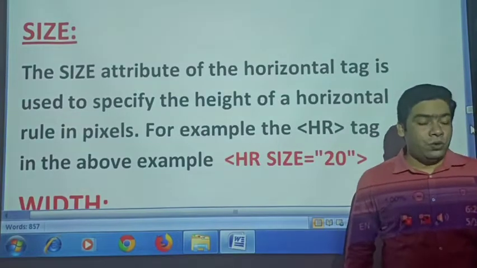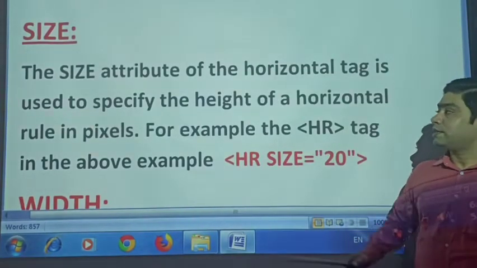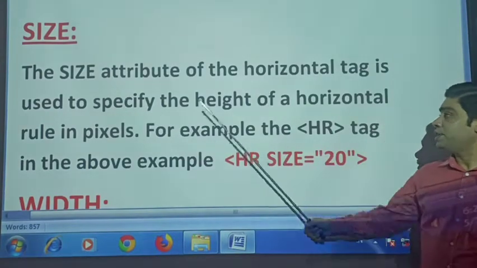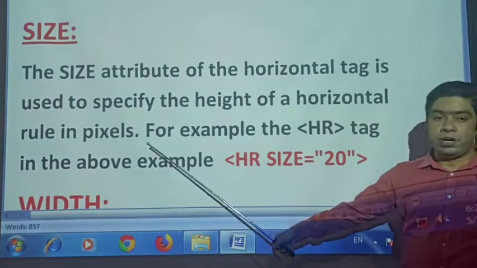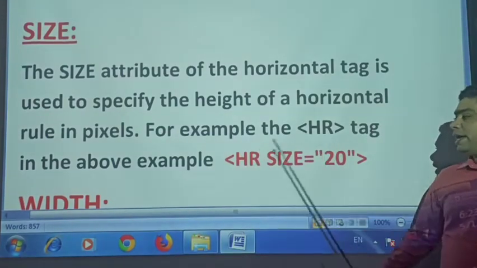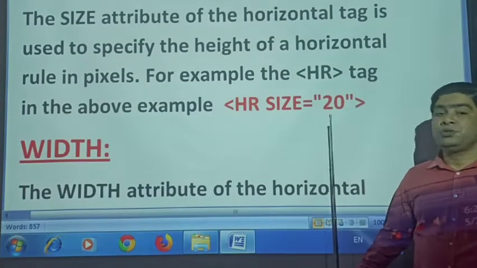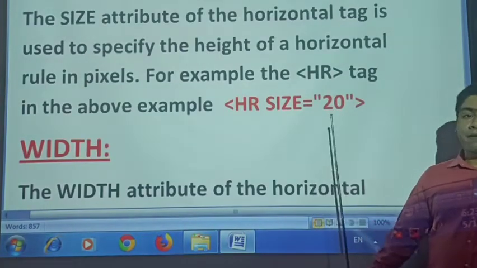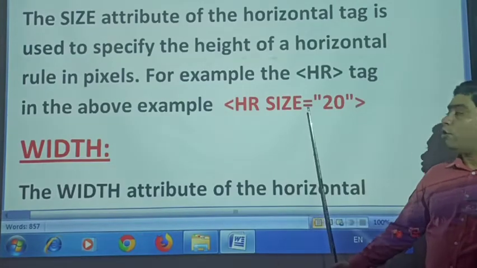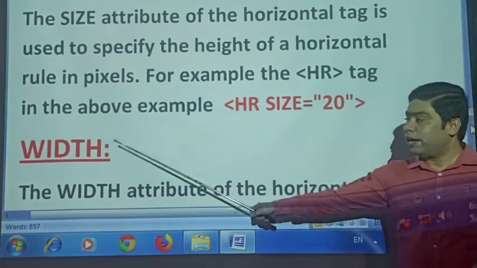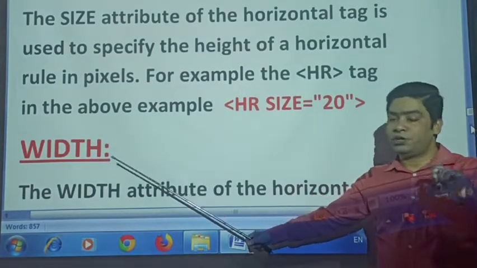As I already told you, the default size is 3 pixels only. The size attribute of the HR tag is used to specify the height of a horizontal rule in pixels. For example, HR size equal to 20. That means here we change the thickness of the HR tag, or horizontal line. With the help of this, we change the thickness of the horizontal rule.